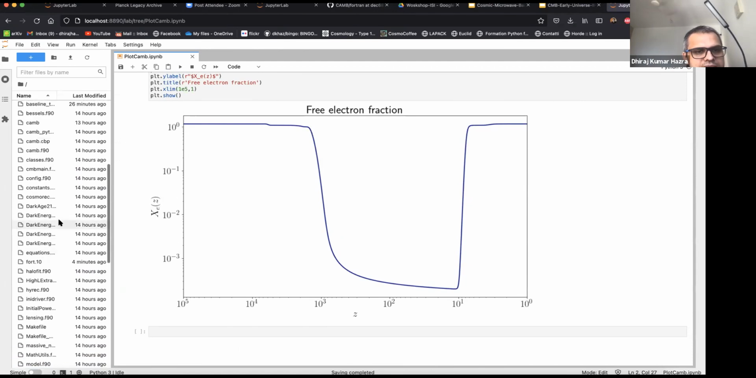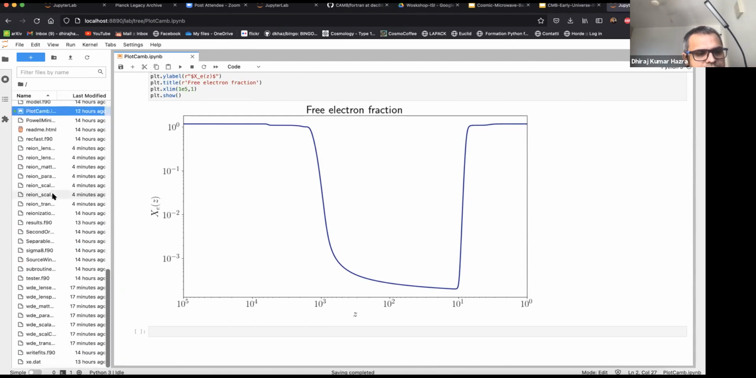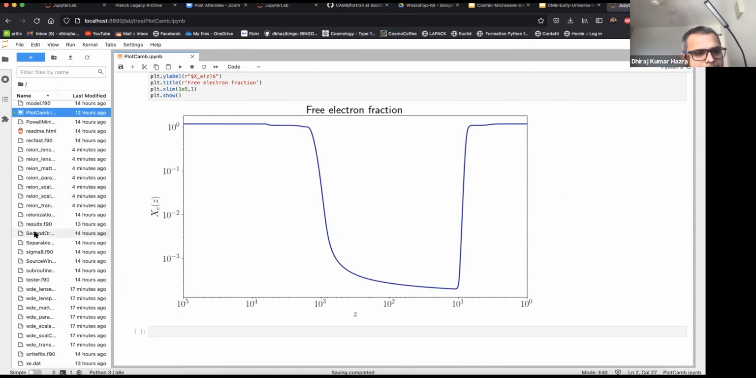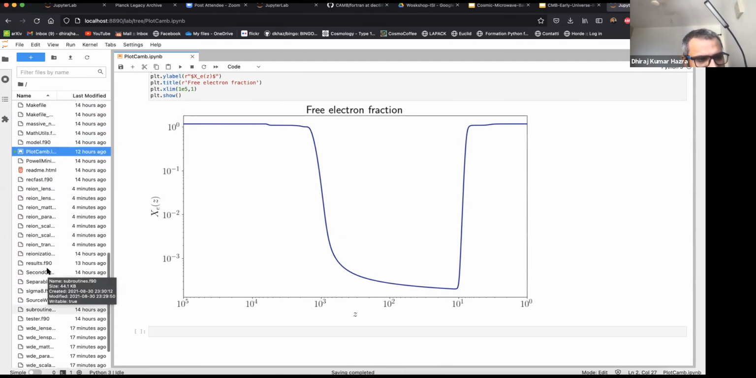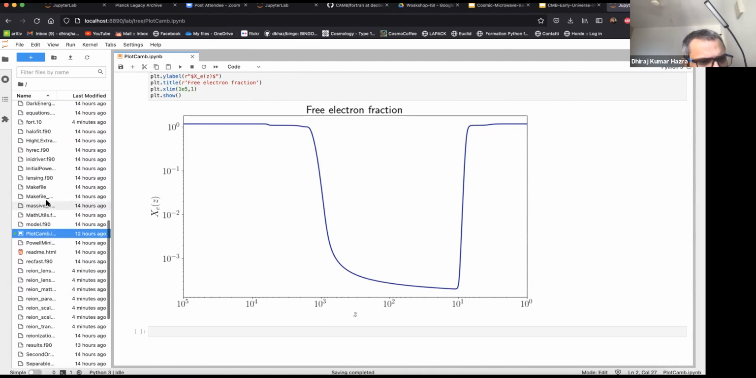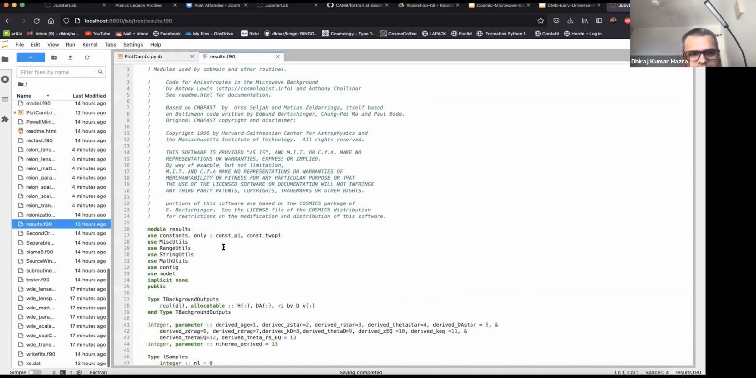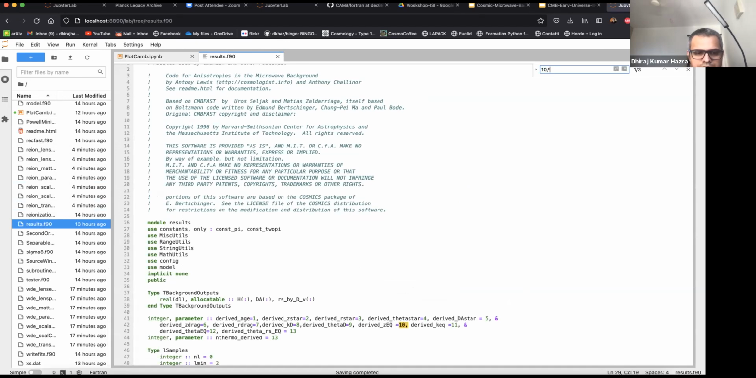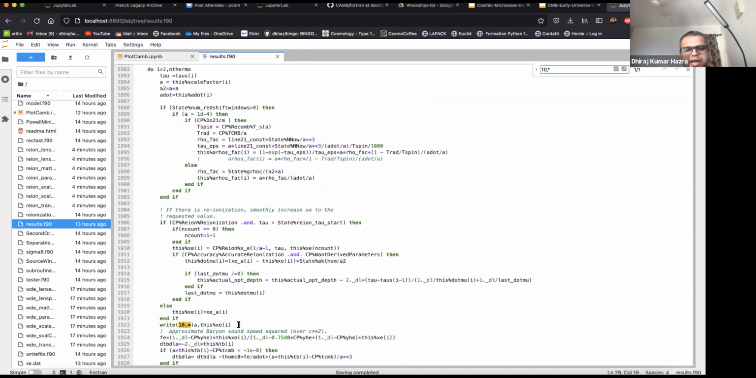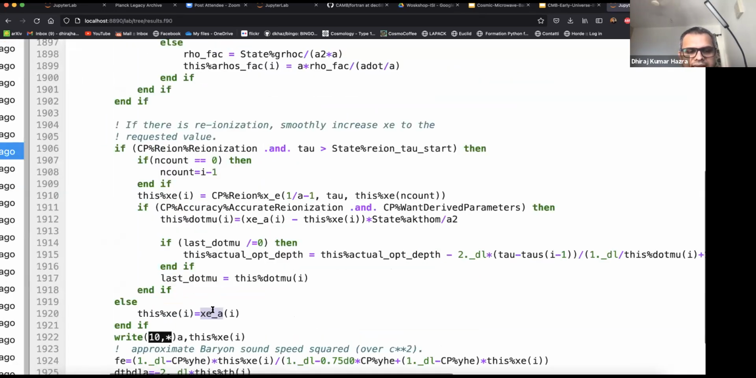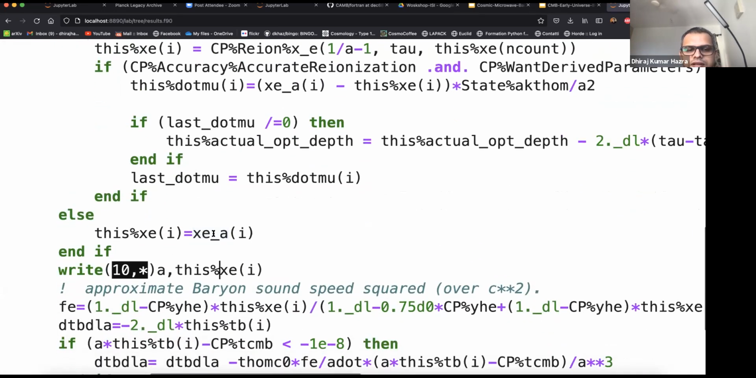What I have done is I have simply given a write command. Here, in the results.f90, it is calculating the XE as a function of scale factor. What I did is that I just printed a write command.